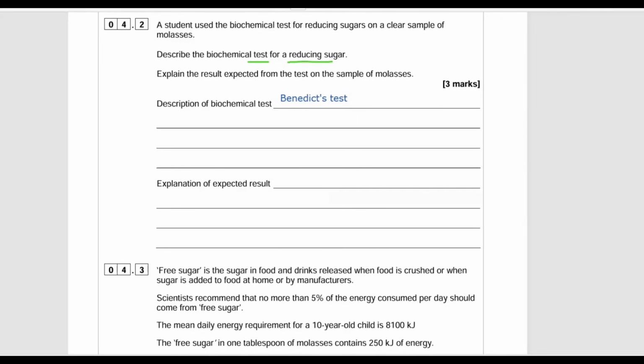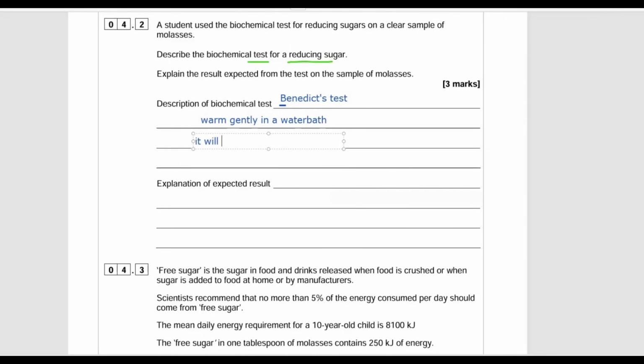Or really, it actually goes through all the colors of the rainbow. If you read the rainbow out from red, it's going to go through all those colors before it settles on blue. So all the colors between red and blue. So Benedict's test: in the description of it, you're going to warm gently in a water bath. That's one of the extra things you normally say about the Benedict's test.